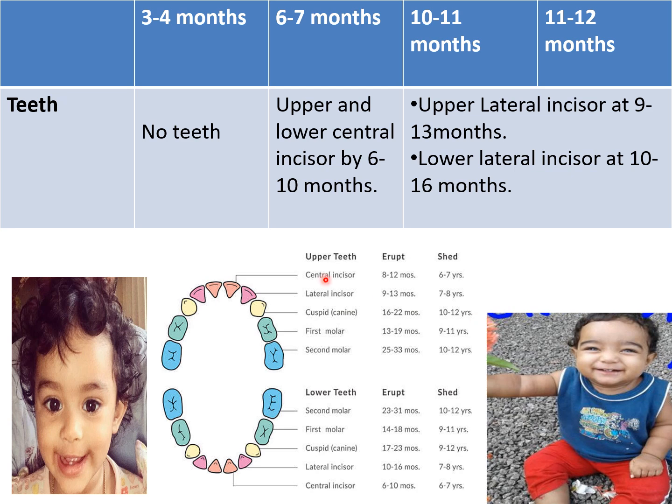Dentition. 3 to 4 months, no teeth. 6 to 7 months, upper and lower central incisors. From 6 to 10 months, you can see that the lower central incisor starts coming. Then the upper lateral incisors at 9 to 13 months and lower lateral incisors at 10 to 16 months. So you need to see this picture and understand. So first the central incisors will be coming at the upper and lower part of the mouth. Okay. Moving on.